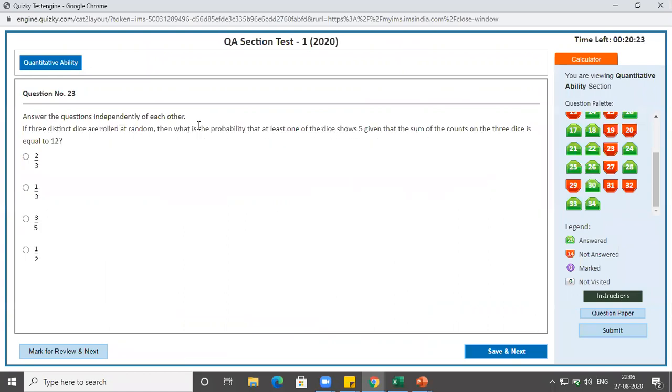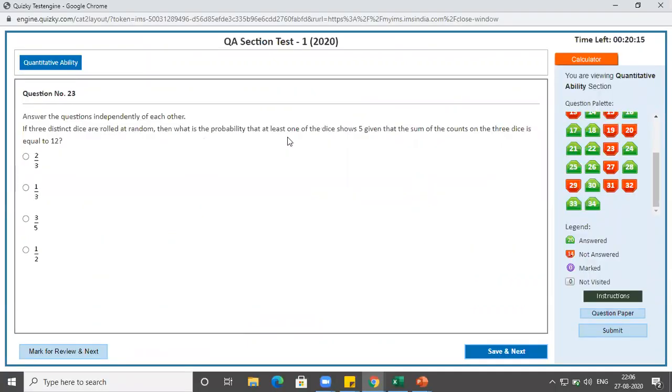Three distinct dice are rolled at random. What is the probability that at least one of the dice shows 5, given that the sum of the numbers on the 3 dice is equal to 12? So what will come in the denominator? The sum of the 3 dice is 12. 6 plus 3 plus 3. How many ways can we do this? 3 factorial divided by 2 factorial, 3 ways. Then 6 plus 4 plus 2 can be done in 6 ways. Then 6 plus 5 plus 1 can be done in 6 ways.